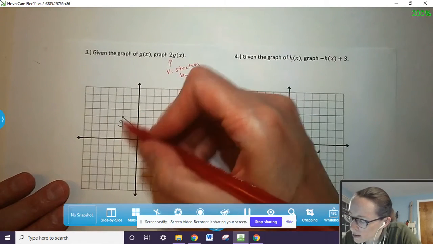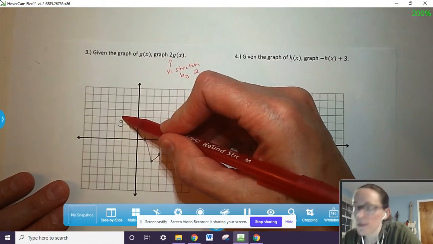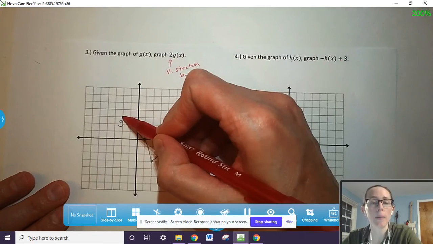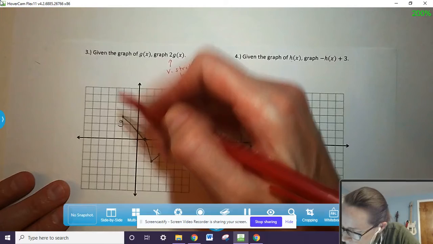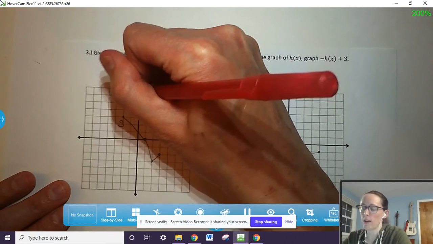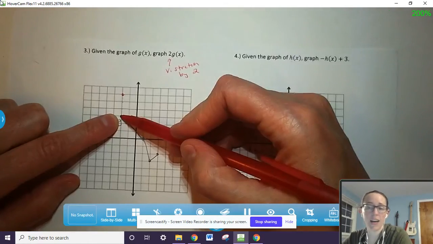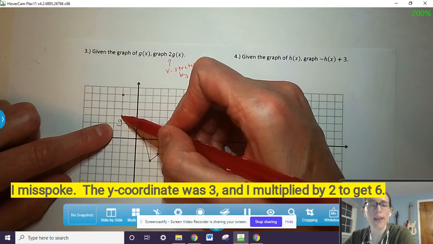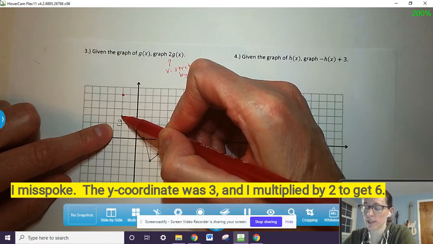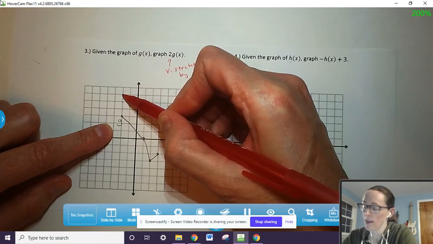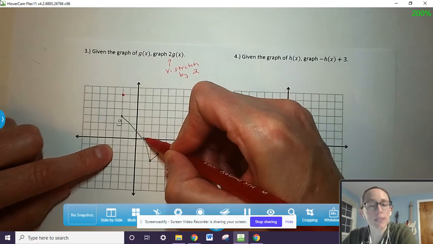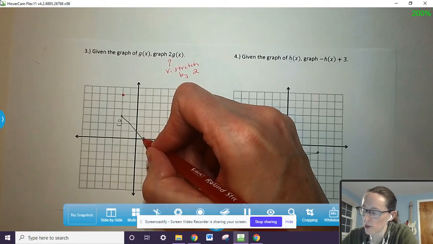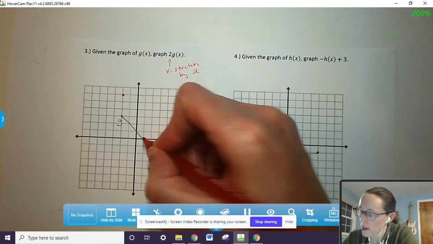So looking at this point right here, the y coordinate is 3. So if my vertical stretch is by 2, when I multiply that by 2, I get 6. So I'm not moving this up 3. It's not a vertical shift. What's happened here is the y coordinate was 3, and I multiplied that by 2 to get 6 for that y coordinate. Here, the y coordinate is 0. When I multiply the y coordinate by 2, it stays where it is because 0 times 2 is 0.